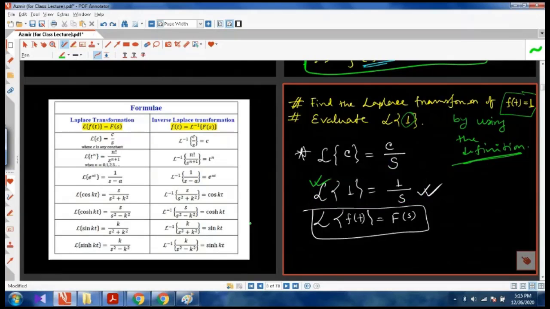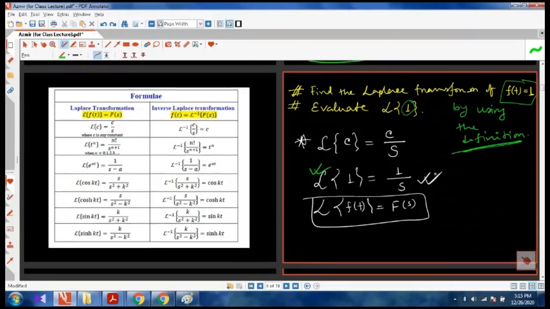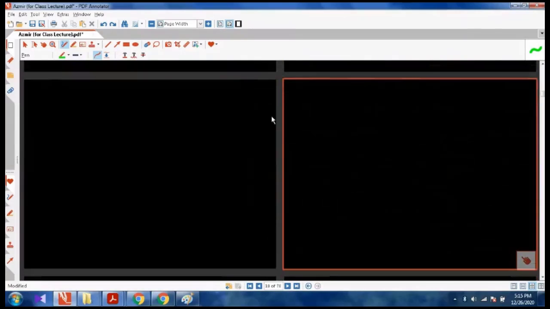So have you understood what I am trying to say? Yes, sir. So if definition is mentioned, then we have to solve by definition. So let's try to solve by definition.